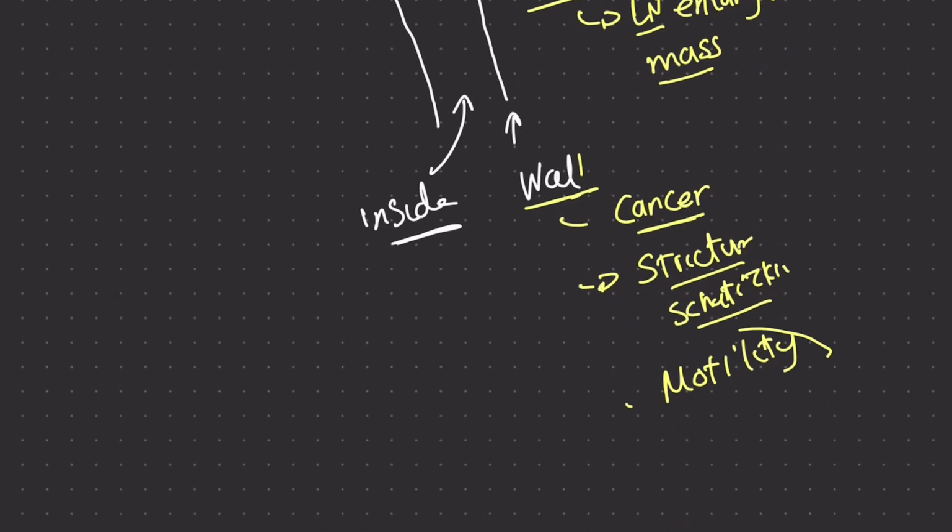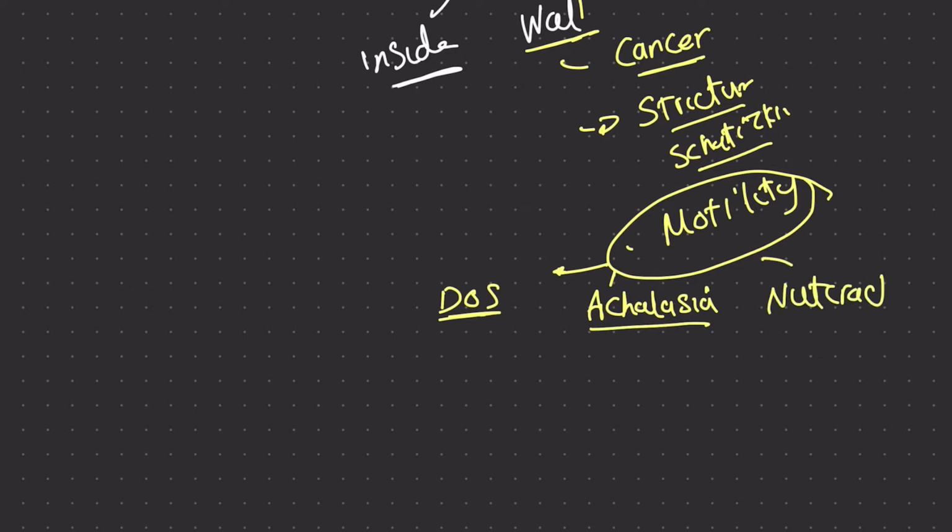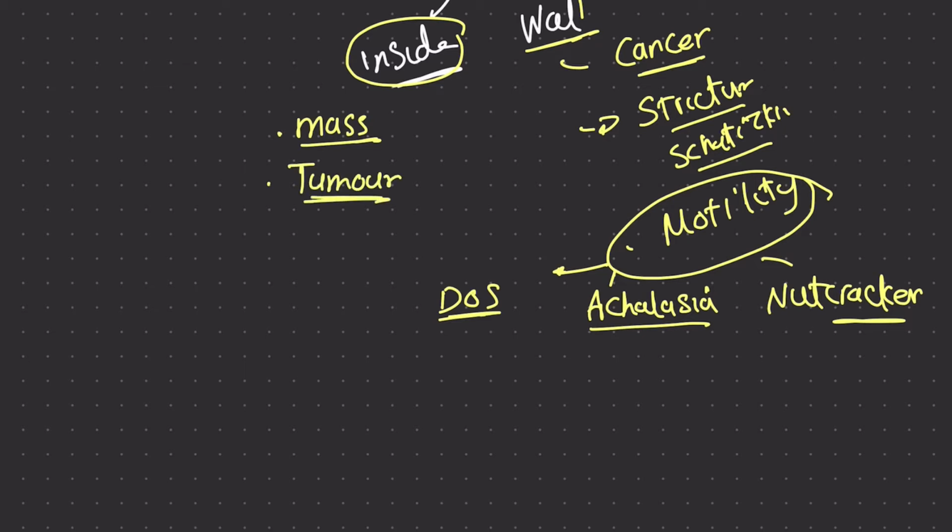These motility disorders from the wall include, number one, diffuse esophageal spasm; number two, achalasia; number three, nutcracker syndrome. Something from inside might be a mass inside as well. It might be a tumor, either a benign mass or a malignant tumor.